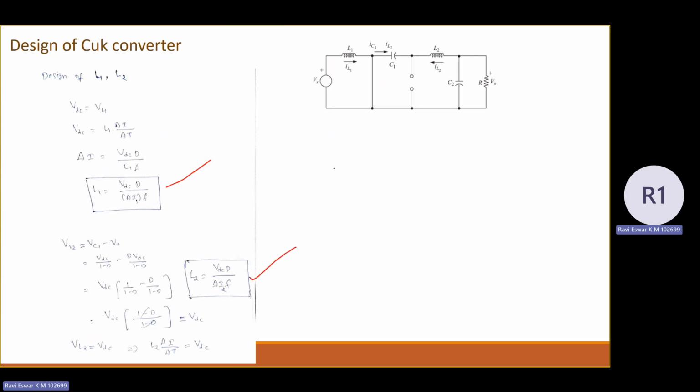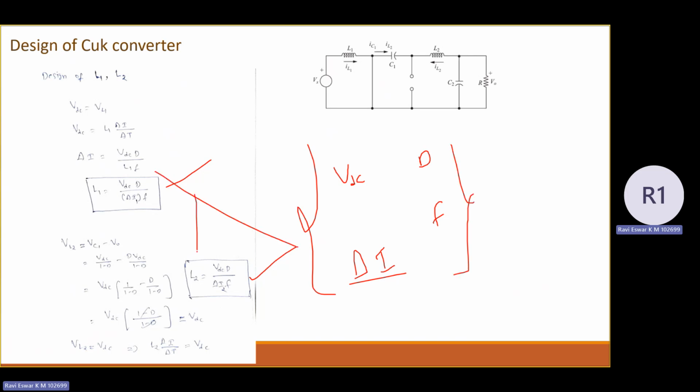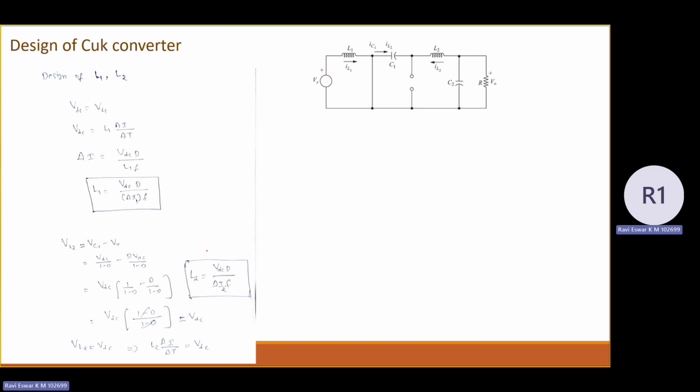User is going to provide you what is VDC required, what is the input voltage, and what is the duty, what is the switching frequency, what is the permissible ripple current, inductor ripple current. So substitute all these parameters to design the values of L1 and L2. So this is how you can design the passive elements L1 and L2.